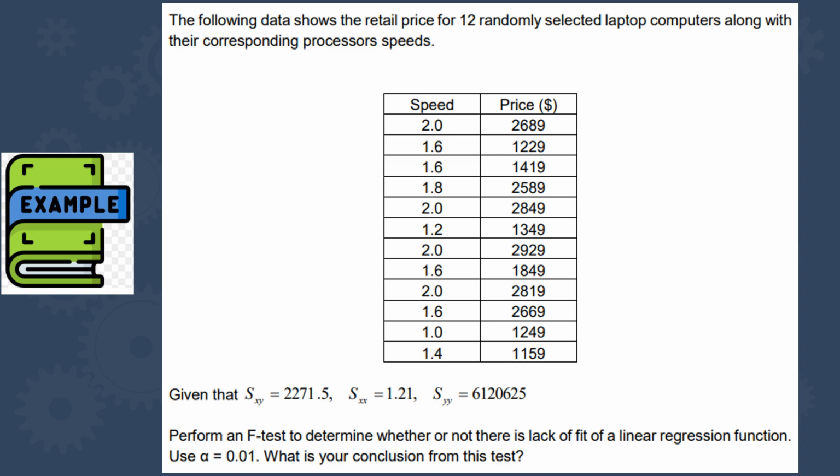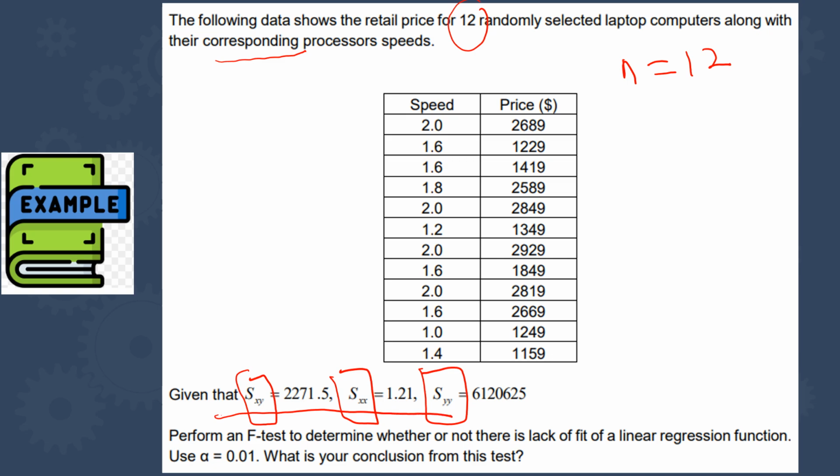Let's go through one example to perform the lack of fit test. I will just read the example here. The following data shows the retail price for 12 randomly selected laptop computers along with their corresponding processor speeds. So our number of observations is 12. Given that we have these values for Sxy, Sxx, Syy, we learned how to calculate all these values when we obtained the regression coefficients, the slope, in the previous chapter, the second chapter, I think.